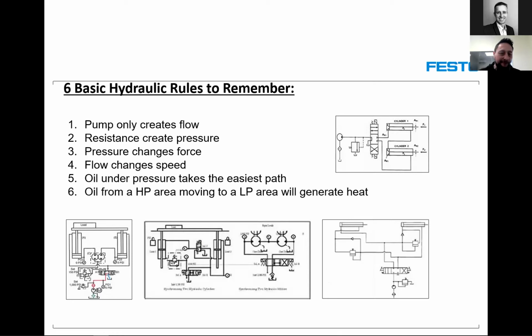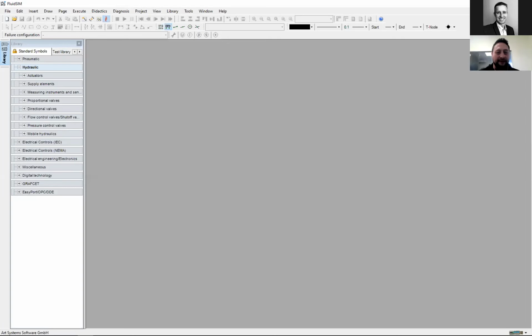Let me also bring up FluidSim quickly, just to show you what that looks like and how we can make use of it. Okay, so this is FluidSim. We will not be using the pneumatics and also not any electrical here on the basic course. We will purely focus on the hydraulic components.